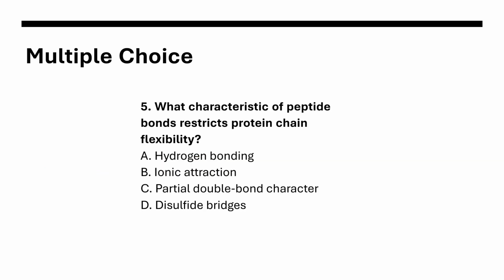What characteristic of peptide bonds restricts protein chain flexibility? Is it A, hydrogen bonding, B, ionic attraction, C, partial double bond character, or D, disulfide bridges? If you guessed C, you are correct.